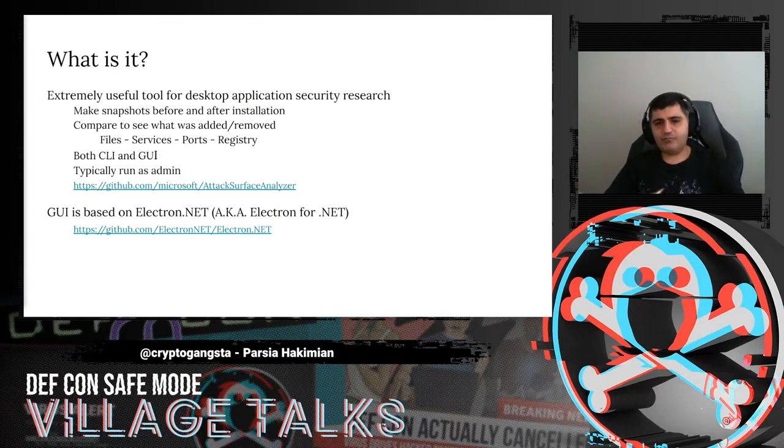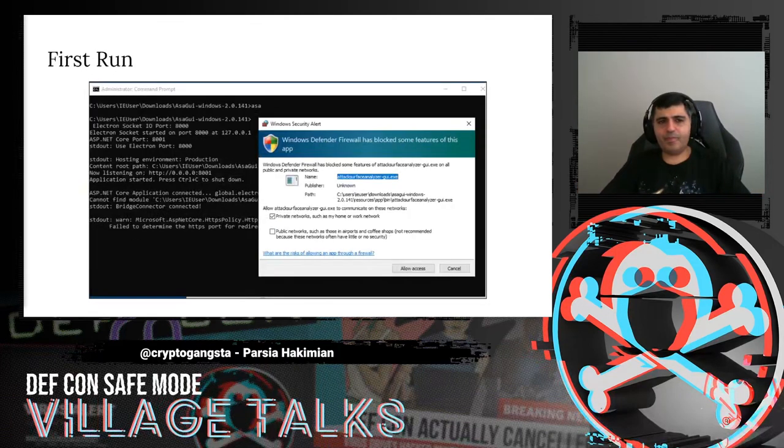Which is, I mean, it works, right? So after I installed the app and ran it for the first time, I saw this pop-up. It's a Windows firewall pop-up that says this app wants to listen on all interfaces and open ports in the firewall. And I was wondering, why would a local application, an attack surface analyzer, want to do that?